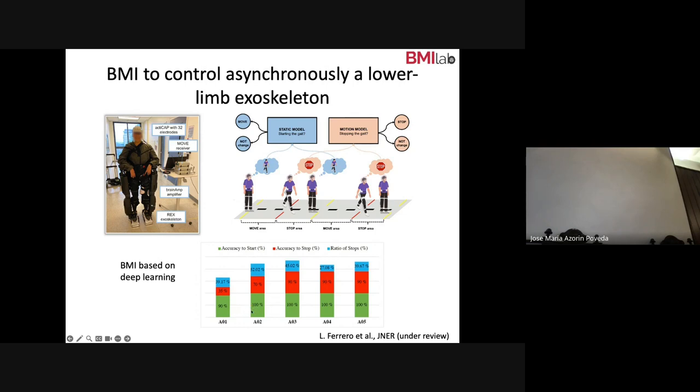So in green, basically, the accuracy to start the exoskeleton is very good. And for stopping the exoskeleton, it's not so good, but it's good. I mean, it's around 90%. But I have to say that this result doesn't mean that when you think about stopping the exoskeleton, it is automatically stopped. You need to think about that several times. For that reason, you can see here some ratio of stops. Okay. Anyway, in the end, I'm capable of stopping the exoskeleton.